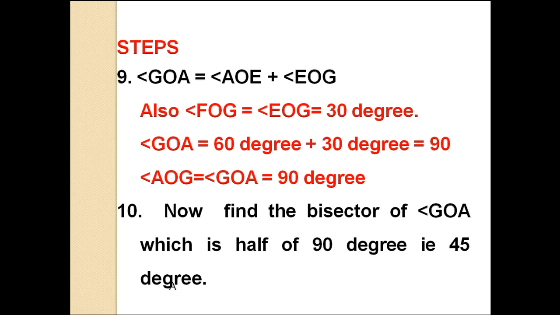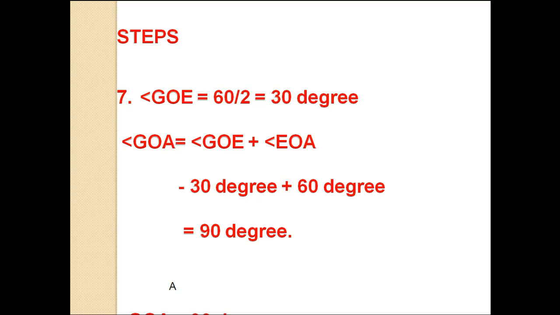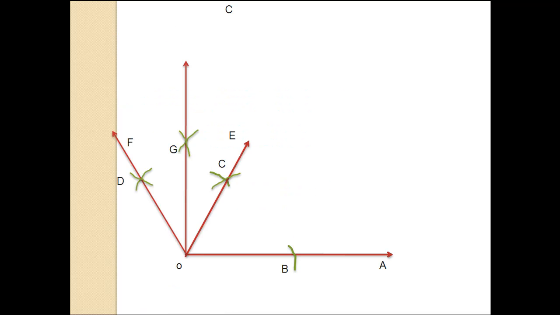Now, find the bisector of angle GOA, which is half of 90 degrees, that is 45 degrees. Angle GOE equals 60 by 2 equals 30 degrees. Angle GOA equals angle GOE plus angle EOA, 30 degrees plus 60 degrees, that is 90 degrees. And find the bisector of the 90 degree angle, which is 45 degrees.